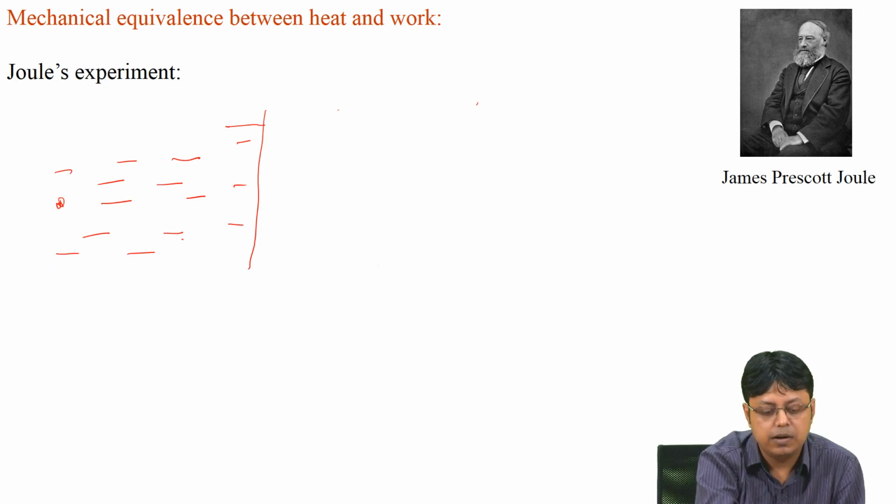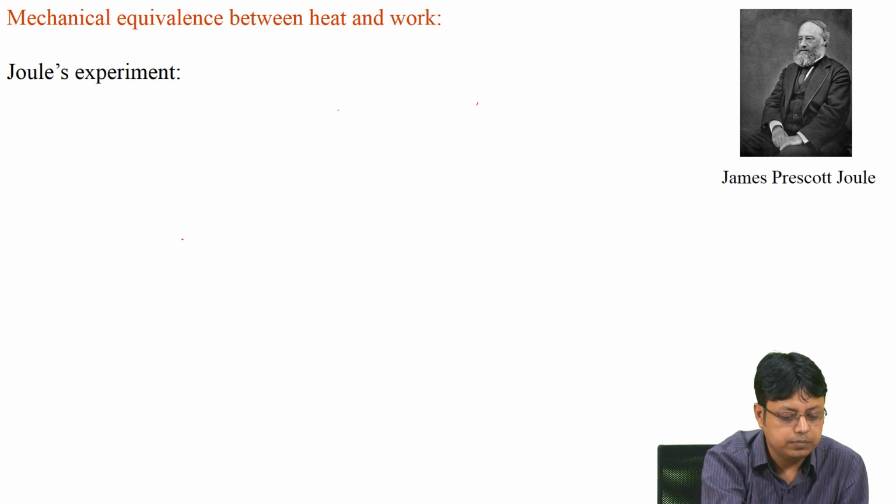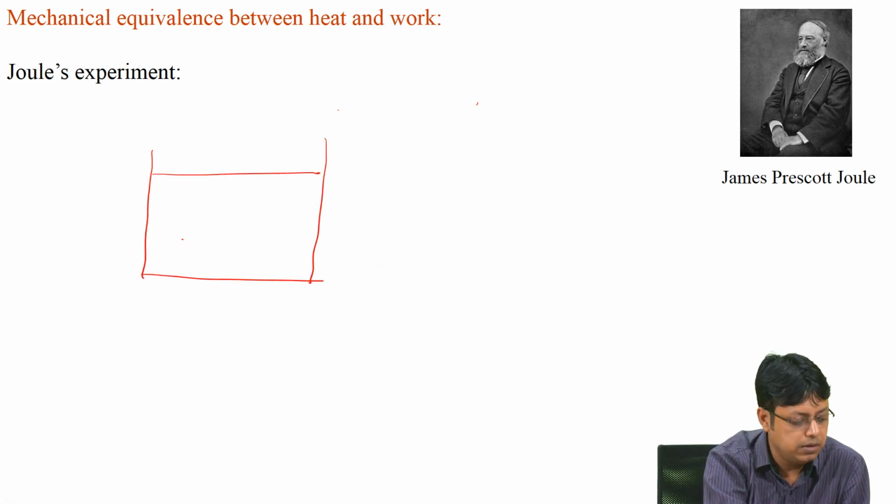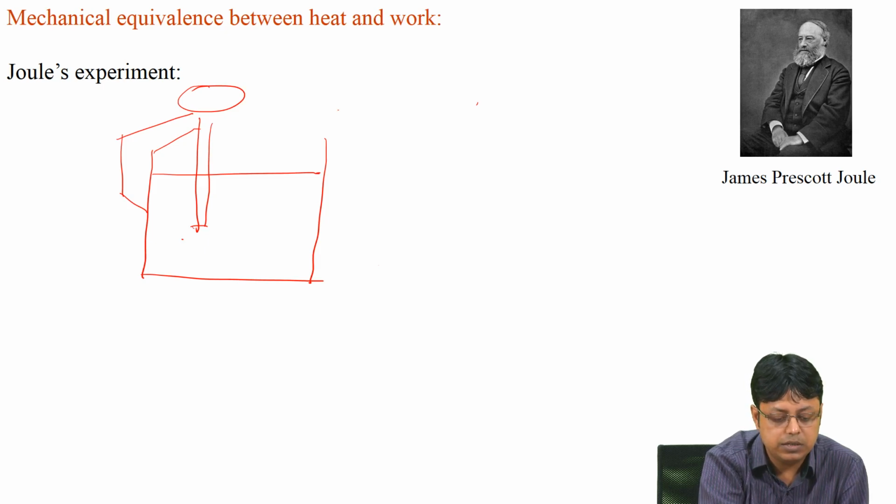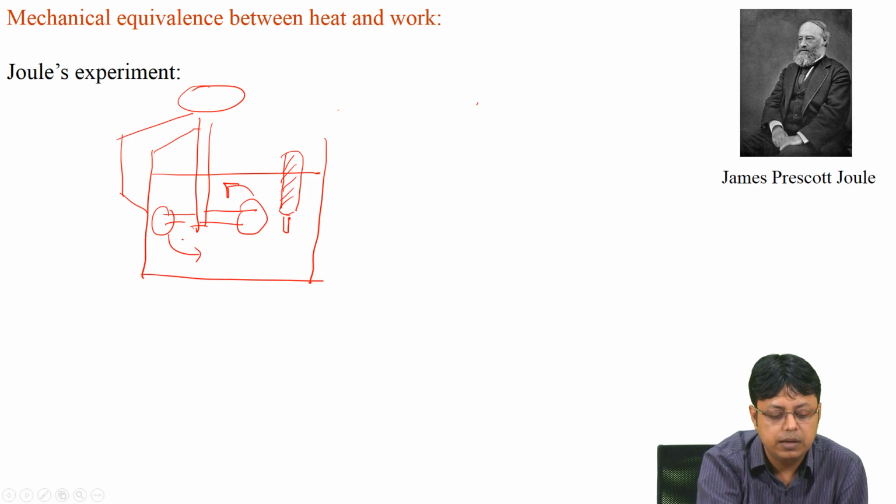Let me first draw the apparatus which Joule designed. Here he took a similar bucket of water, and this bucket is connected to a wheel, and part of the wheel is immersed in the liquid water which is our system, and there is a paddle which can rotate. This rotation of the paddle will increase the temperature of the system by some amount, which we can measure with a thermometer dipped inside this water.